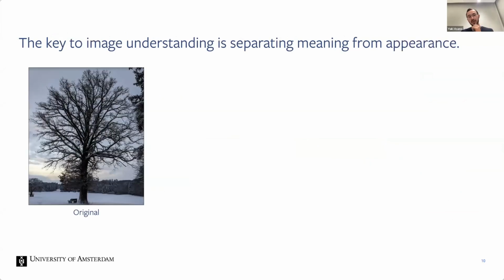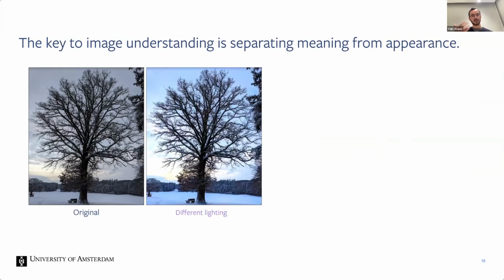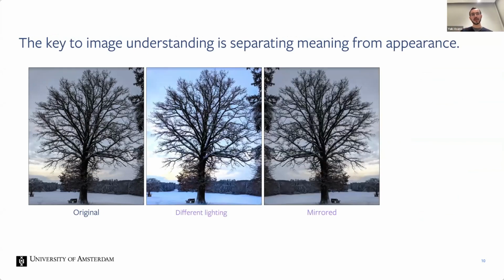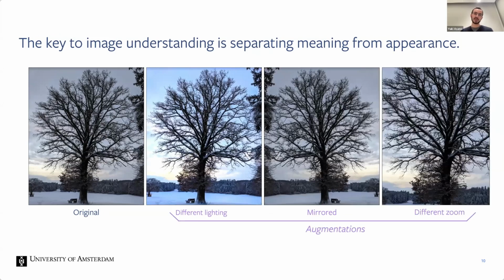And the main idea, what we're doing here, and common to all of self-supervised learning, is we're going to use augmentations. Augmentations such as different lighting or mirroring or zooming in, they all keep the same meaning of the image. And we're going to use this prior knowledge to train the networks to respect this, basically.